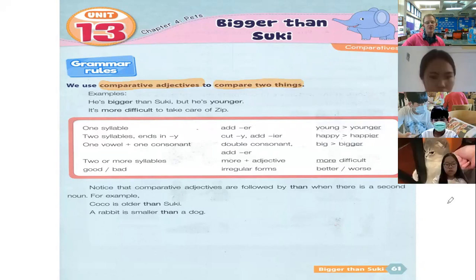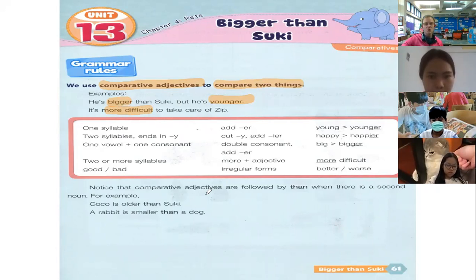Let's first look at an example to understand a little bit more. He's bigger than Suki, but Suki is younger. Oh, he's younger. So bigger and younger are both comparisons. Or, it's more difficult to take care of Zip. So more difficult is also a comparative adjective.